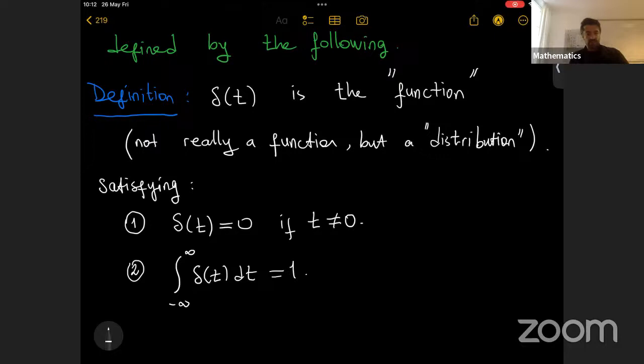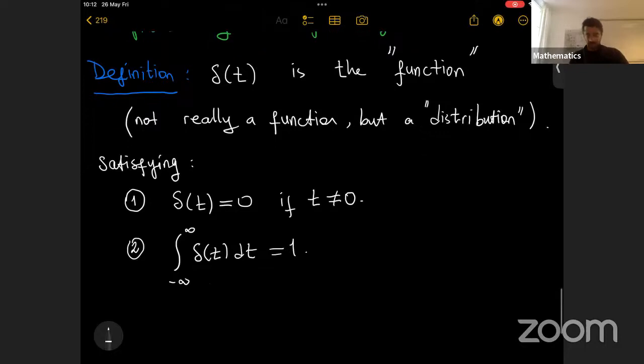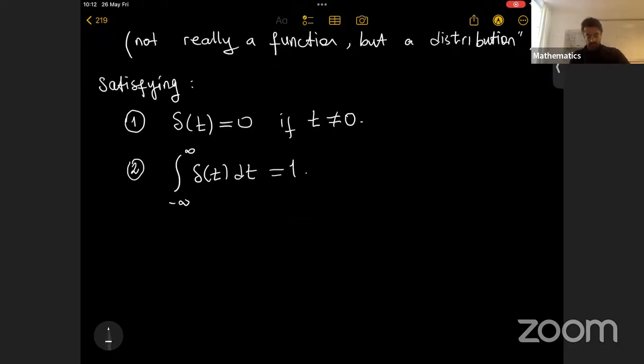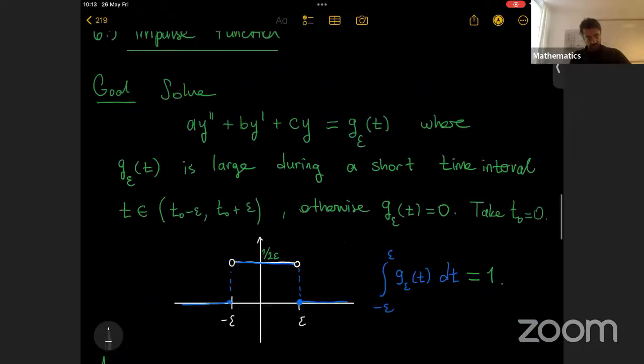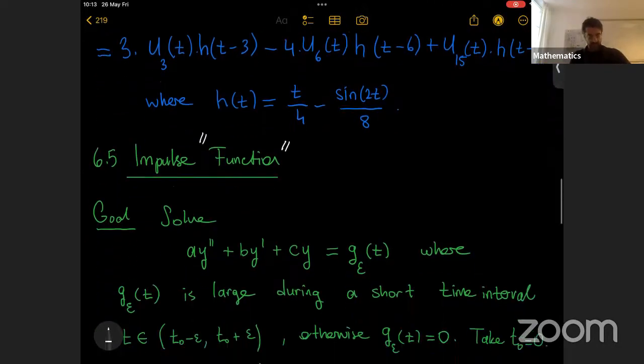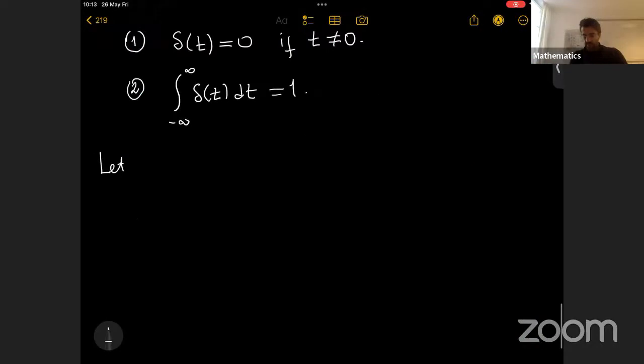It's like a function, but there is no function which satisfies these two properties, so it's not a function, okay? Anyway, so let's compute the Laplace transform of this impulse function. We say function here, but as I said, it's like a pseudo function. It's not really a function. So let's compute the Laplace transform of delta(t), the impulse function.